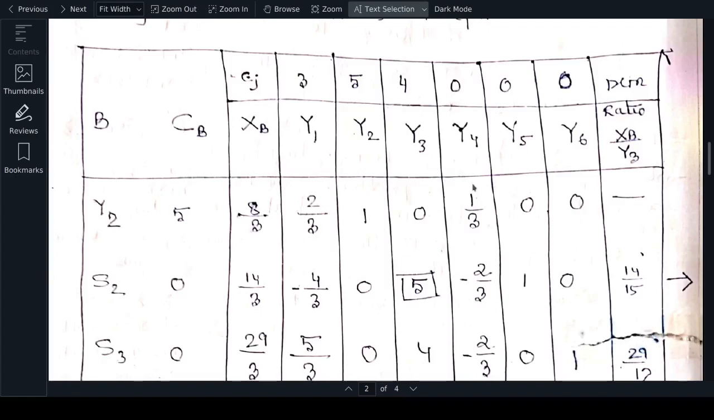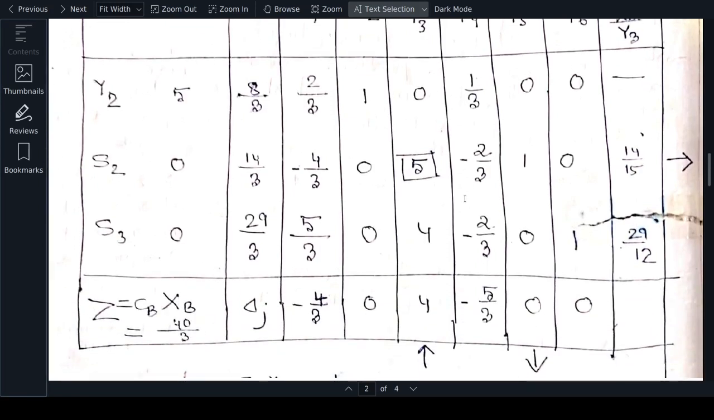Table 2. So you go to table number 3. Okay, go to table number 3. So in table 2, all of you see the table number 2. From table 2, can we say that this gives us an optimal solution? From table number 2, can we say that this gives us an optimal solution?